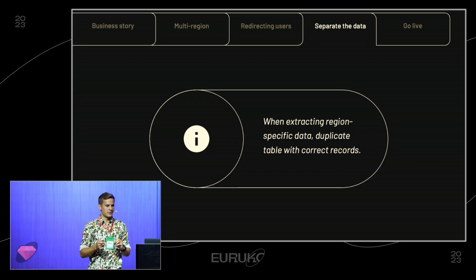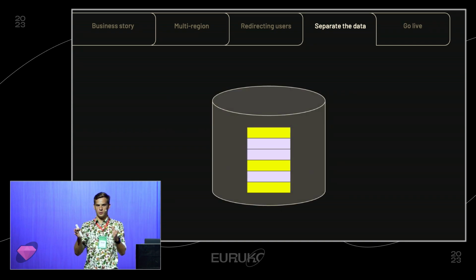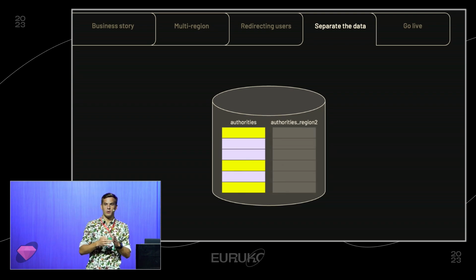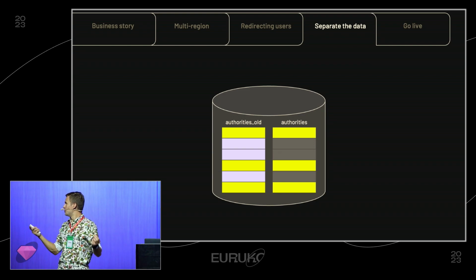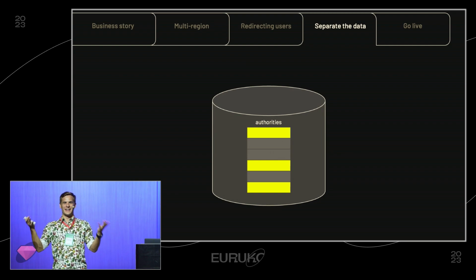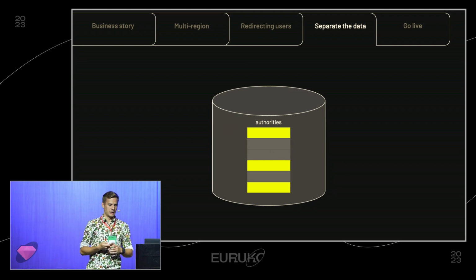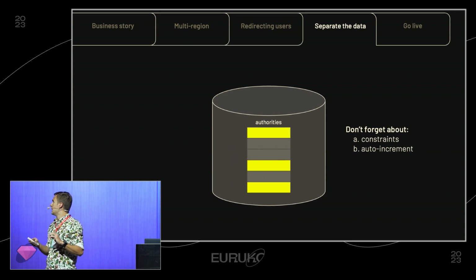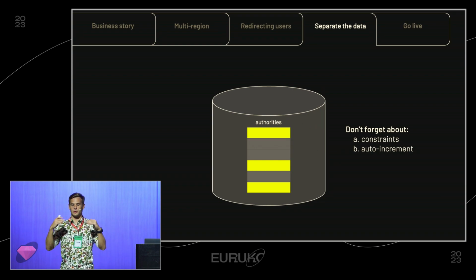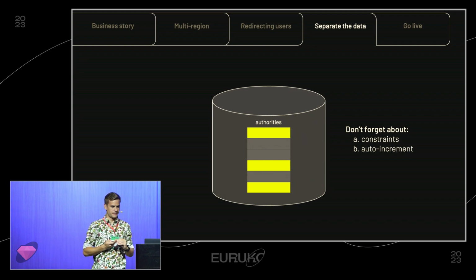And then one last tip about the databases. When you split, the fastest way to do the split is to take the database, create a copy, but only with the records that you want to put in that table, instead of, for example, deleting records, because deleting in databases takes time. In this case, it proves to be the fastest, and then you just change the name of the table and remove the old one, and suddenly you end up with a table that you want to have, ready to be moved to the new region. And a couple of things to remember here are constraints and auto-increment, to make sure that you don't forget about those aspects of your database.